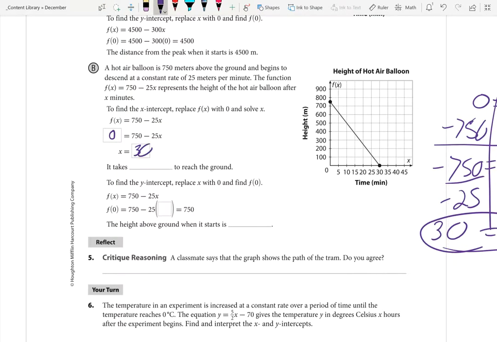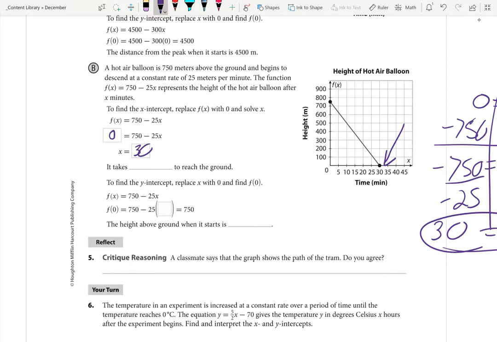So ultimately what this means is it takes 30 minutes for this hot air balloon to reach ground level, right? This is the ground. This is 0 feet above the ground, which means it's on the ground, whereas at the beginning they were 750 feet above the ground. But this point shows the time at which the hot air balloon was 0 feet above the ground, essentially when the hot air balloon is on the ground, and that time was 30 minutes.